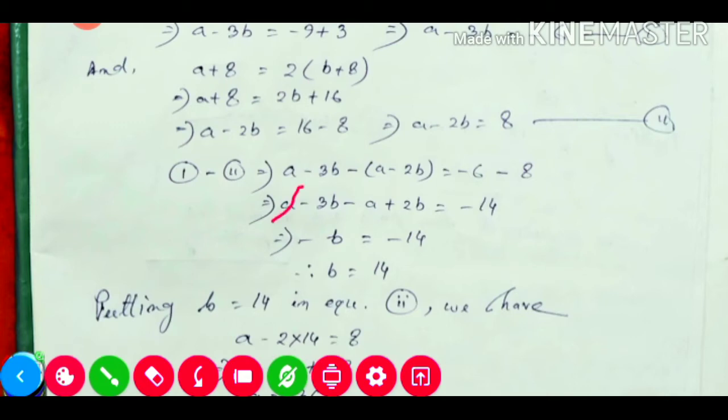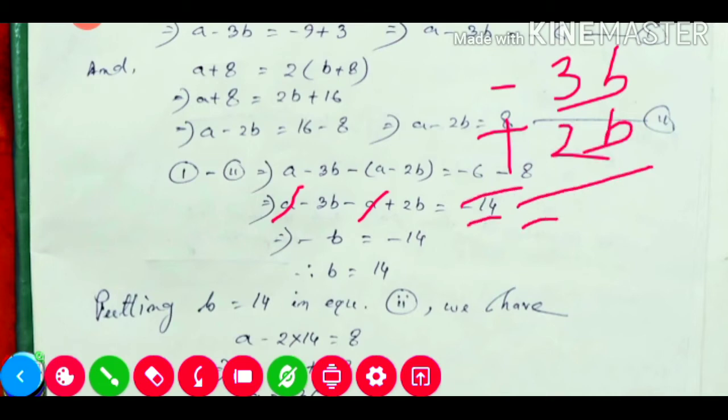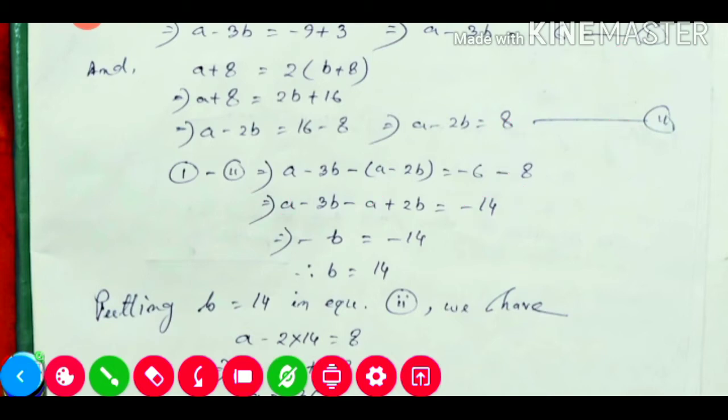Now plus A minus A will be cancelled, and minus 3B plus 2B is equal to minus B. So minus B is equal to minus 14. Both left hand side and right hand side have a negative sign, so negative negative will be cancelled. Therefore B is equal to 14.